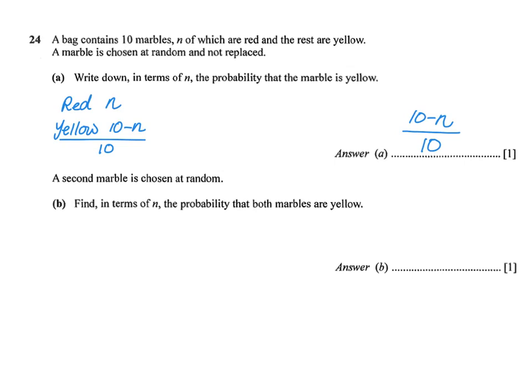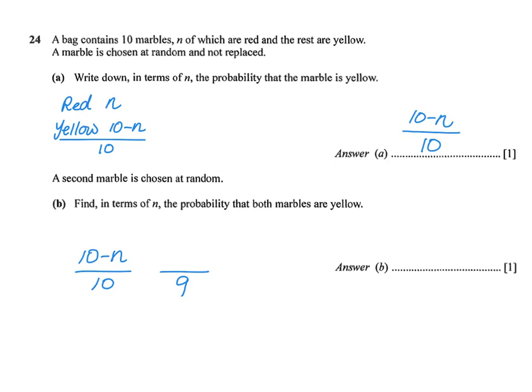A second marble is chosen at random. Now, if a second marble is being chosen at random, the total number of marbles now left will be 9 marbles. Okay, find in terms of n the probability that both the marbles are yellow. That means for my first marble, I have 10 to choose from, and I chose one that is yellow. For my second marble, I already took out one yellow marble.